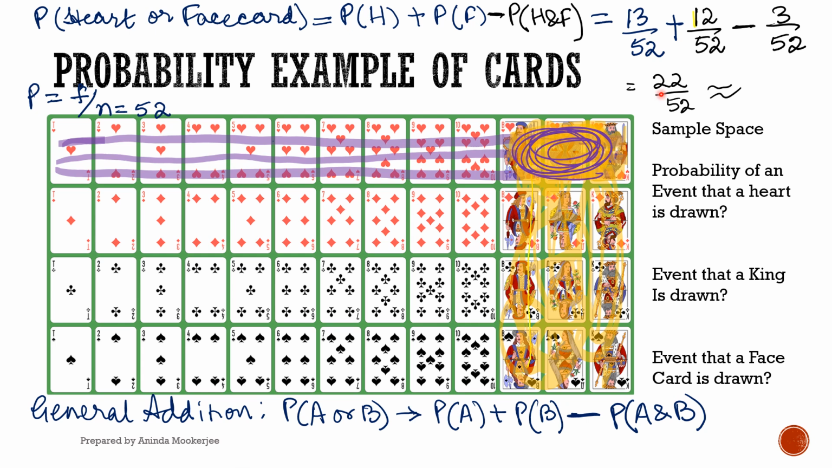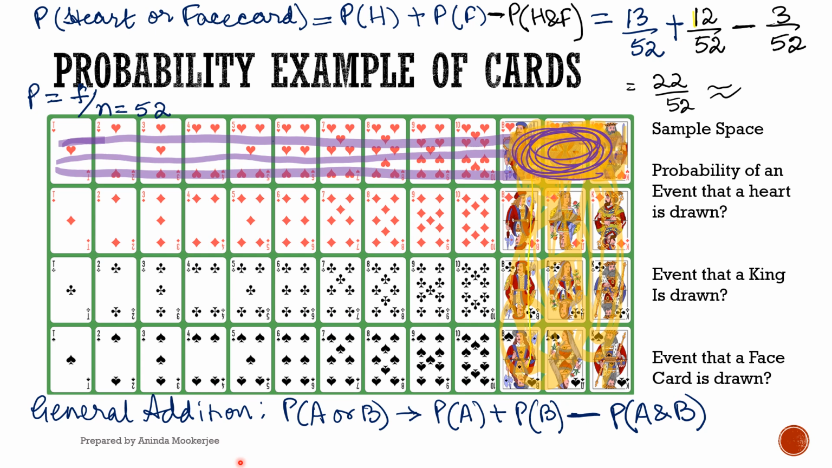So this is an application of the general addition rule. Whenever the events are not mutually exclusive, then you have to use the general addition rule, where you have to add the probability of the 2 events that we are considering, and then subtract the commonality, the intersection of the 2 events, from the probability of A and B. Otherwise, it will cause double counting.